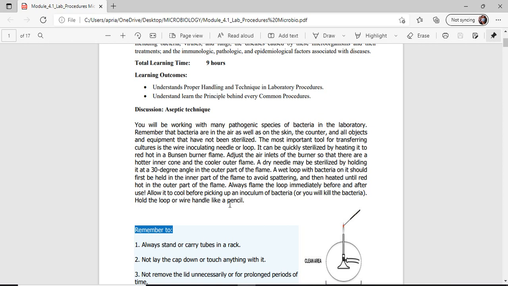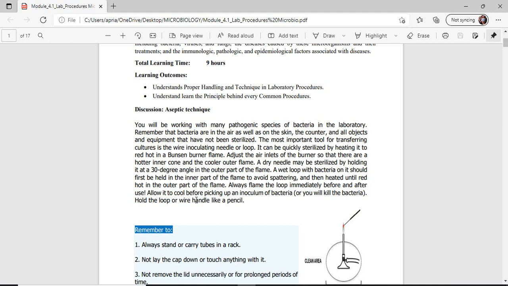Okay, the application na. Here you will be working with many pathologic species of bacteria in a laboratory. Remember that bacteria are also in the air, also sa aton nga skin, sa counter, sa aton nga table ng ginobrahan, okay, sa aton nga biosafety cabinet, and also other mga objects kag mga equipment nga ginagamit mo that have not been sterilized.